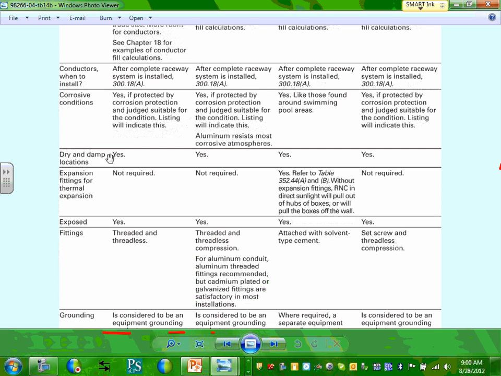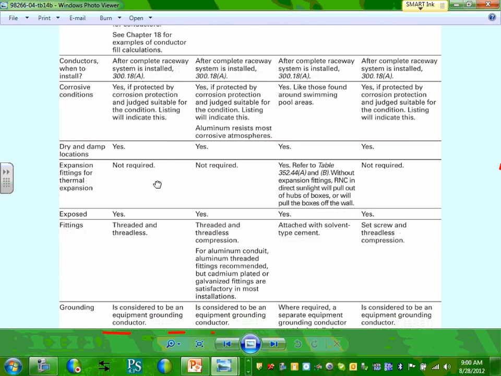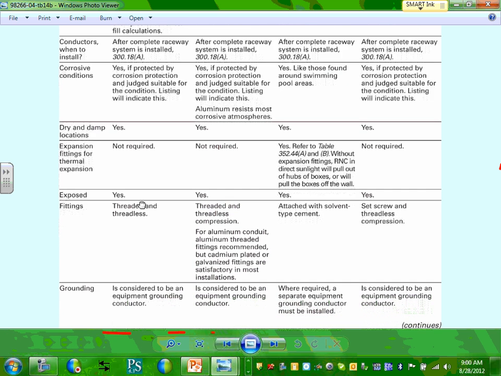Corrosion condition, yes, but you have to have some corrosion protection, all of them. Can I put them in damp, dry and damp location? Yep, they're all rated for dry location and wet location, as a matter of fact. Expansion fittings, not needed except the PVC, if you remember that, Jeff, PVC. Exposed fittings and threaded. Which one of them have a threaded? Threaded, all of them. The first 2, rigid and intermediate, the rest no. Grounding, are they qualified as a grounding means? Yes, except the PVC.